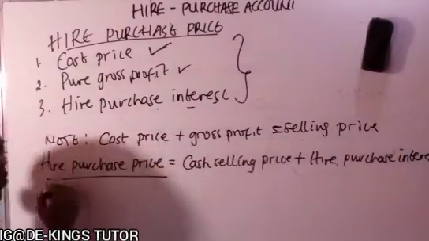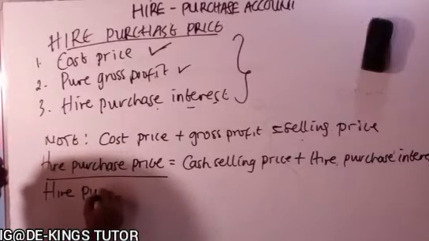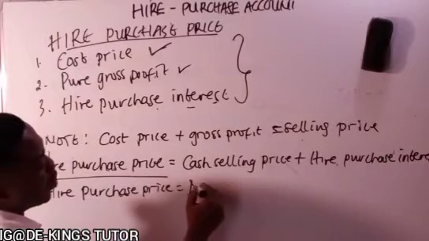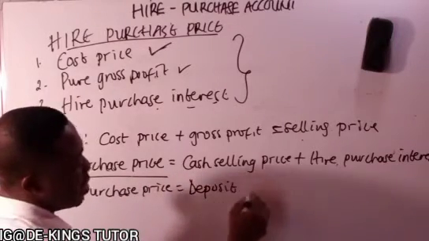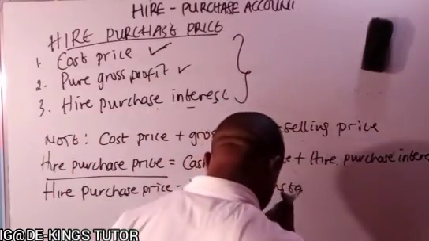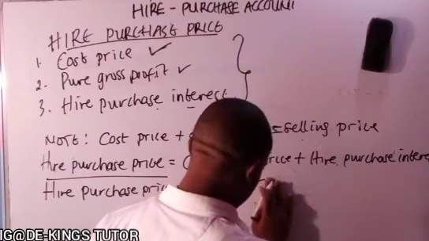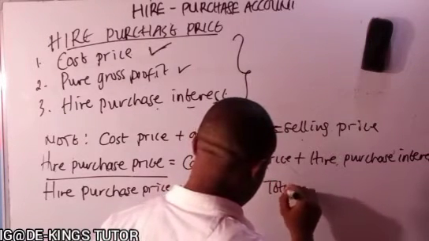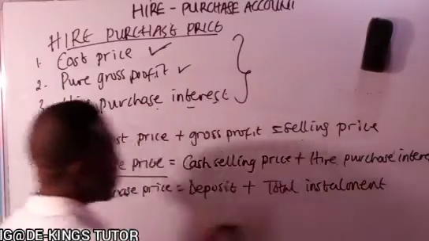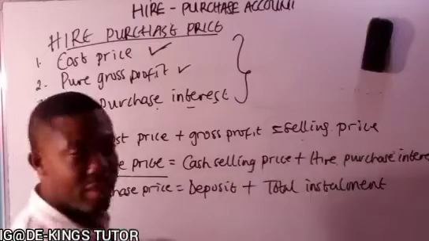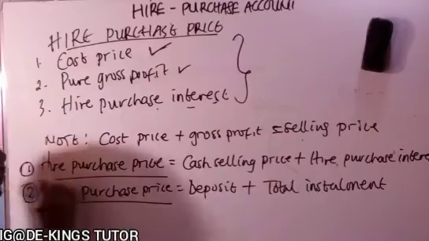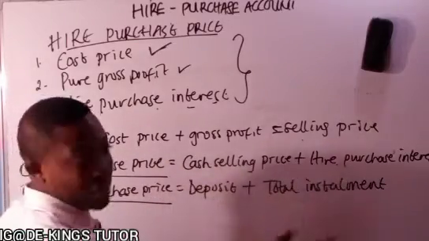Or another way we can get our hire purchase price, these are two ways, is equal to the deposit plus installment payments, the deposit plus total installments. Now these are two ways you can get the hire purchase price. The first one is the cash selling price plus the interest.